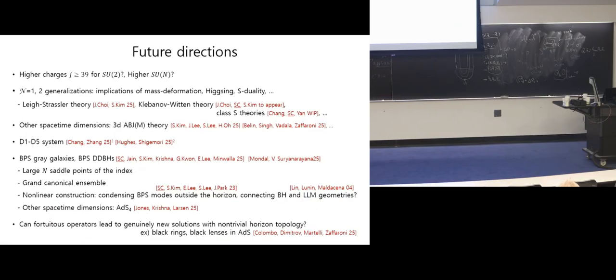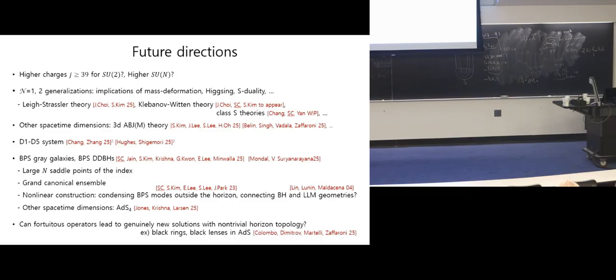There are many interesting future directions. You may want to go to higher charges or higher n, or you may want to go to less supersymmetric cases, other spacetime dimensions, or the D1-D5 system, and so on. So there are many interesting models in which you can study this fortuitous problem.